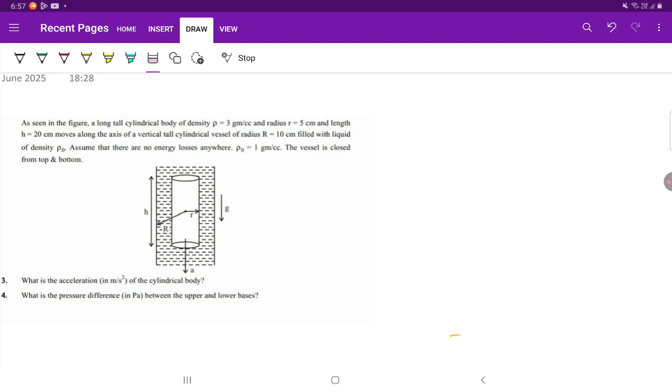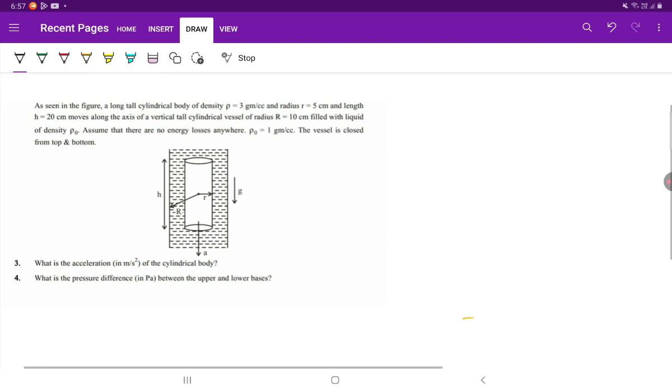First question: what will be the acceleration of the cylindrical body? And second: what will be the pressure difference between the upper and the lower bases? In this video I'll be solving only question number 3. Question number 4 I'll give you the answer at the end, and you can take it as homework. Try question number 4 by yourself. Question number 3 will give you a lot of hints about question number 4. So pause the video, give it a few minutes, and try this question.